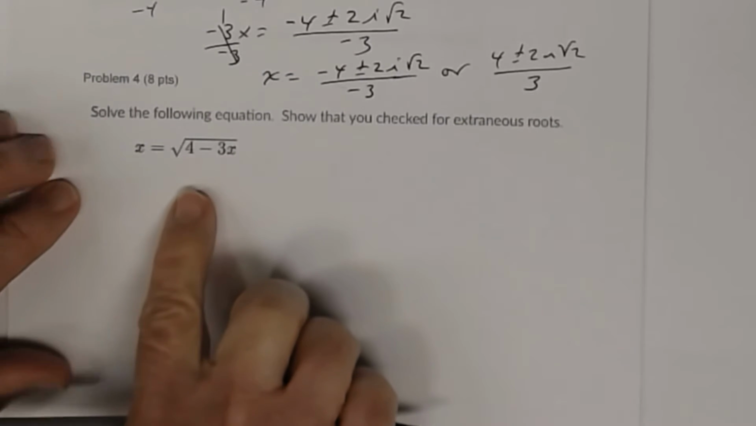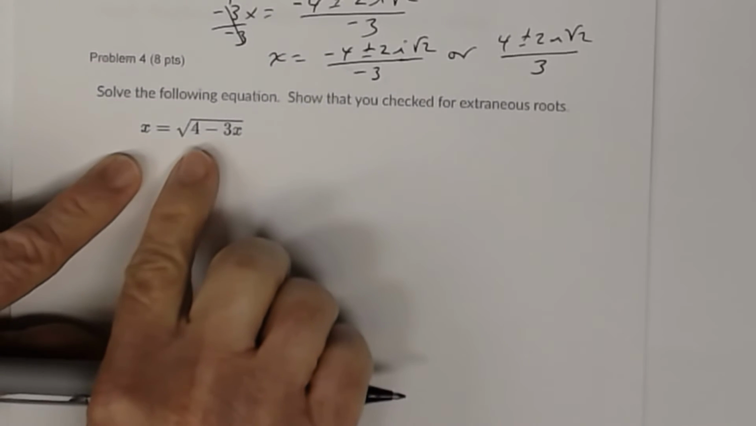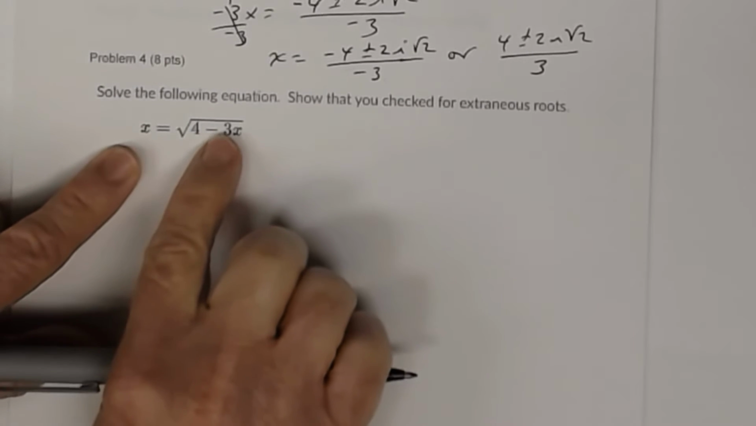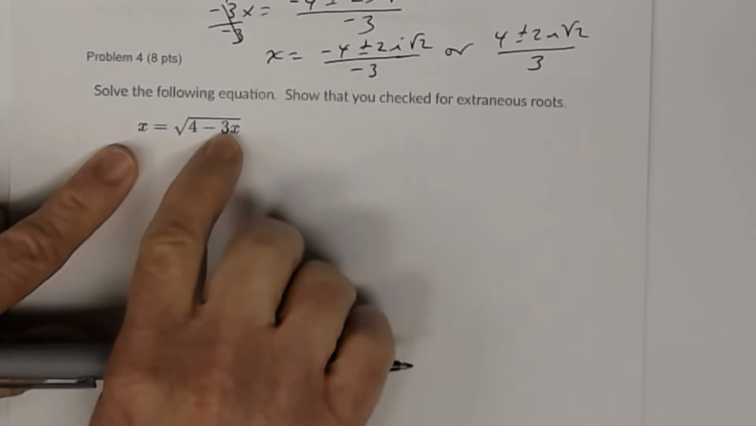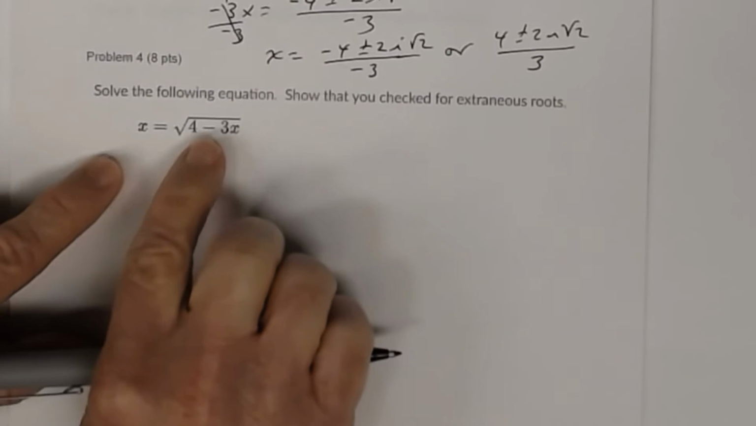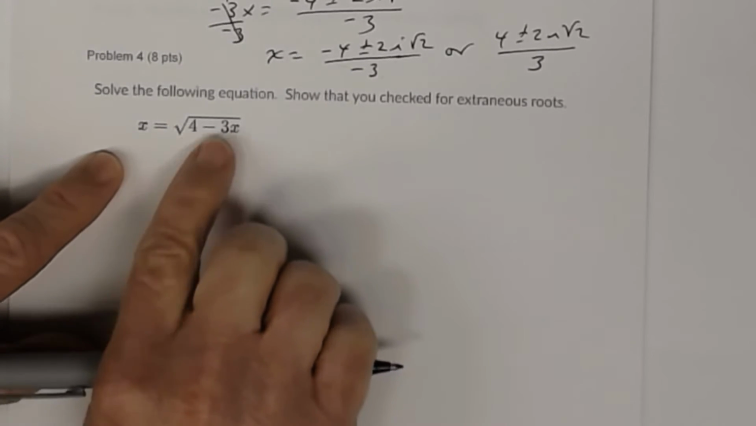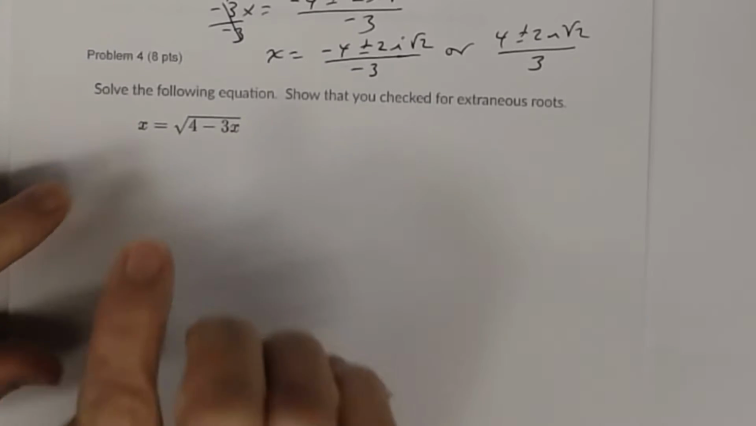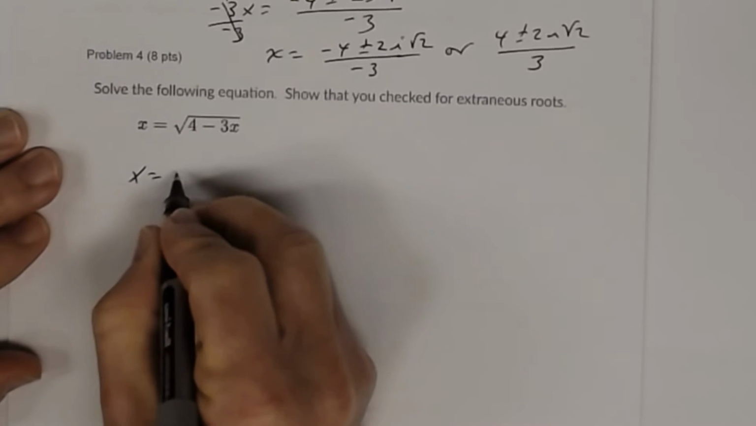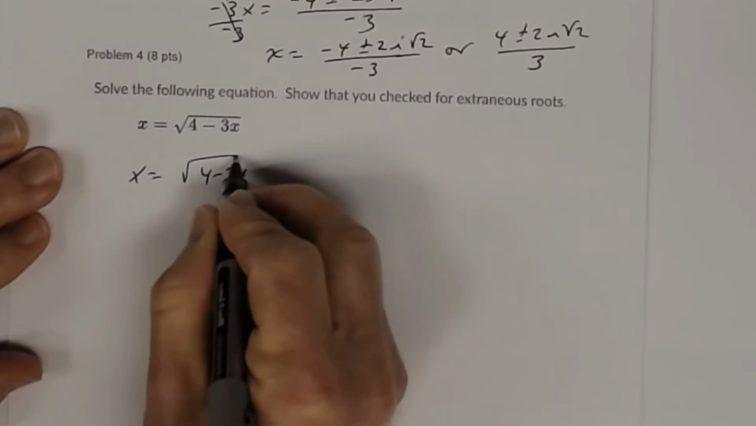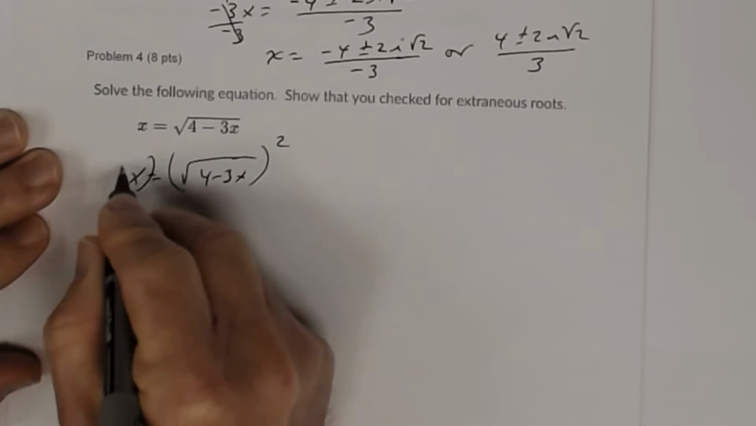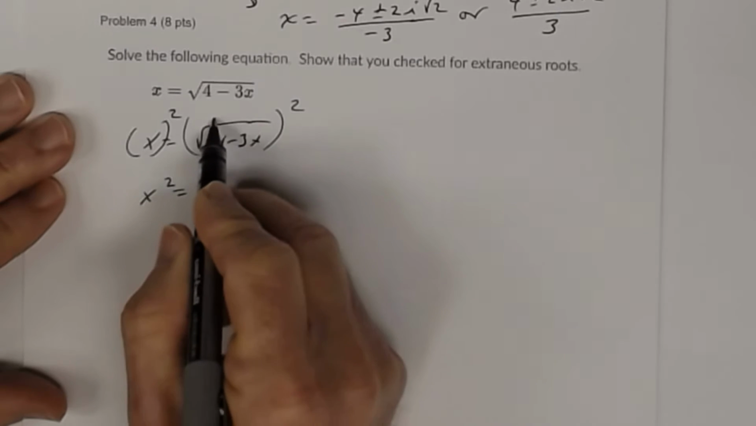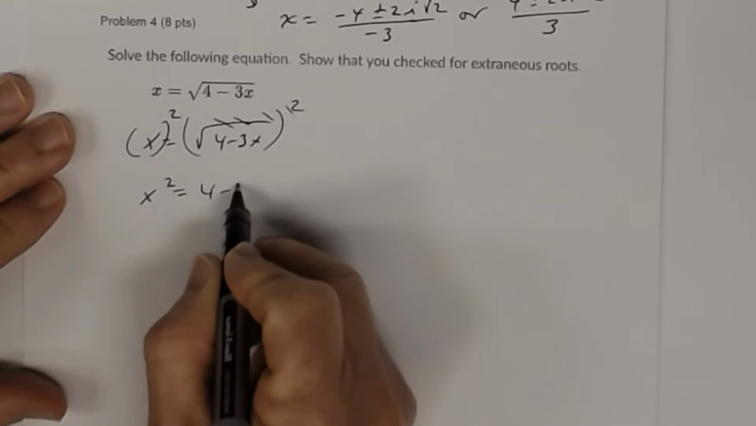Now, number 4, you have this square root equation, and so notice that the variables are on both sides, and the variable x is also under the square root symbol. So you want to square both sides. First thing you want to do is get the square root symbol by itself, and it's already by itself. So I'm going to go ahead and rewrite this over. And so I'm going to square both sides. And so I get x squared equal, now the square and the square root undo each other, and so you're left with 4 minus 3x.